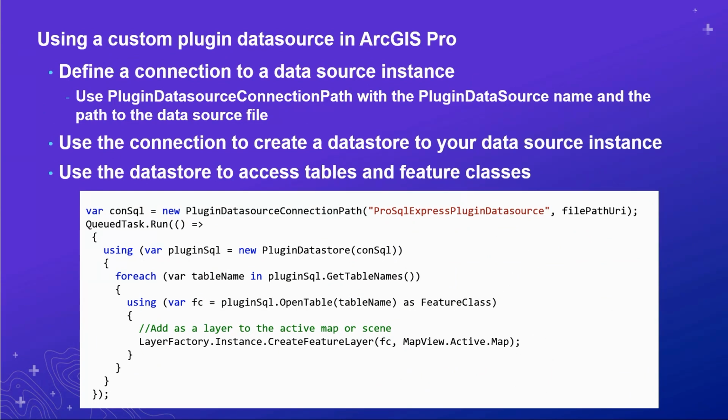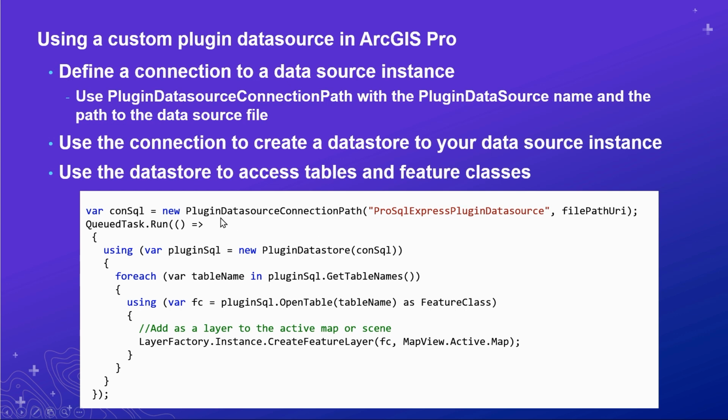So how do you now use a custom plugin data source? We learned how to define a plugin data source, but now how do you use one? How do you get your plugin data onto a map? And the way you do this is you define a connection to a data source instance, and you use data source connection path for that. And then you use the connection to create a data store to your data source instance. And then you use the data store to access tables and feature classes. It sounds complicated, but when you look at the code snippet below, it is actually very easy to comprehend.